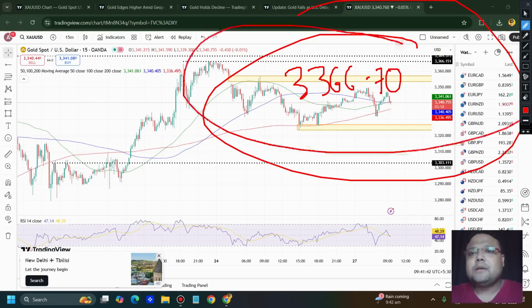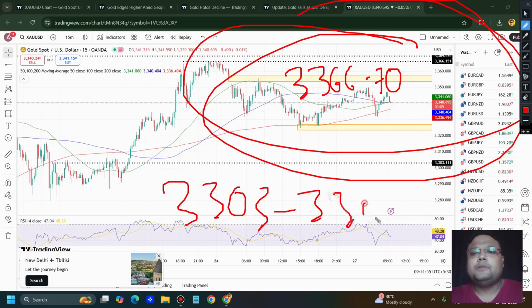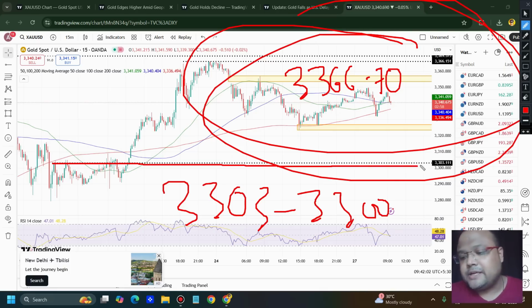Otherwise, 3366, 3370: one level, two trading opportunities. If it reverses, we can go for a sell. If it goes up, we can look for a breakout. And the support around 3303, 3300 is still very much valid. If market drops, we can look for a buy around this area.